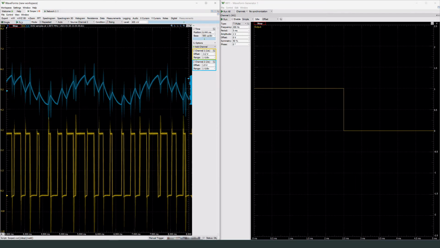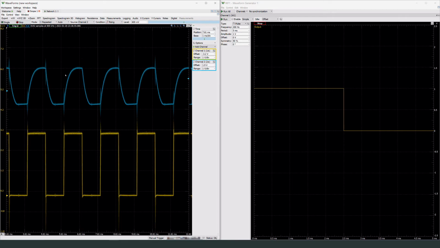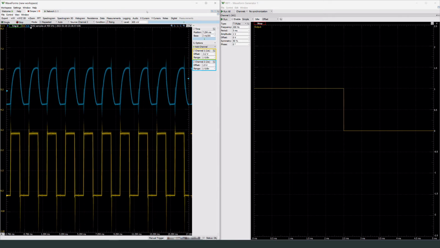Anyways, let's go back over here. Let's run the output, and you'll see that it's a decent one where we just have 1 charge and discharge cycle for this. And let's see what frequency we have. It's about 500 hertz.